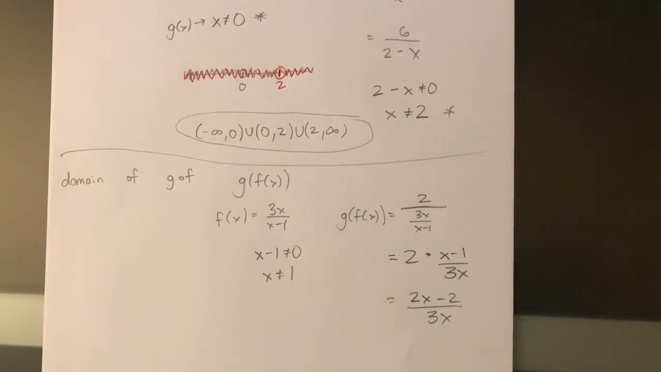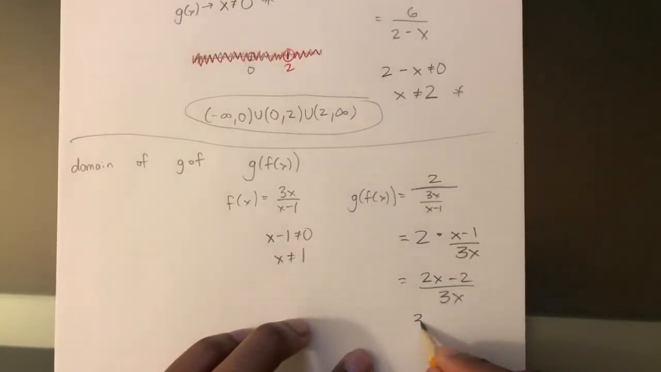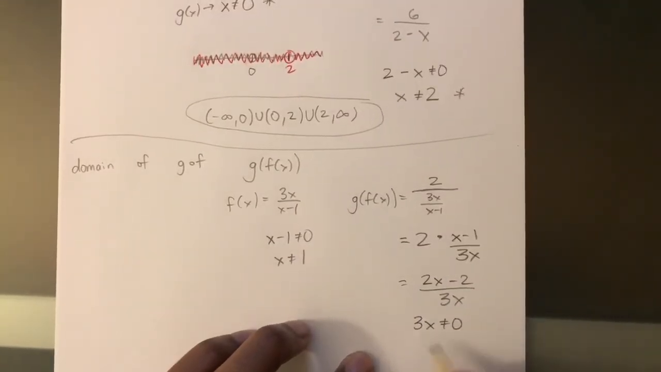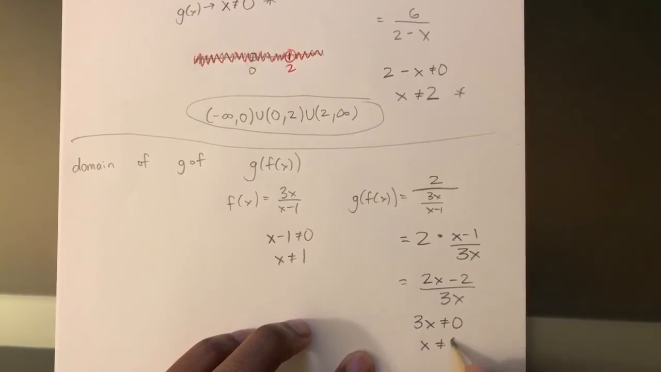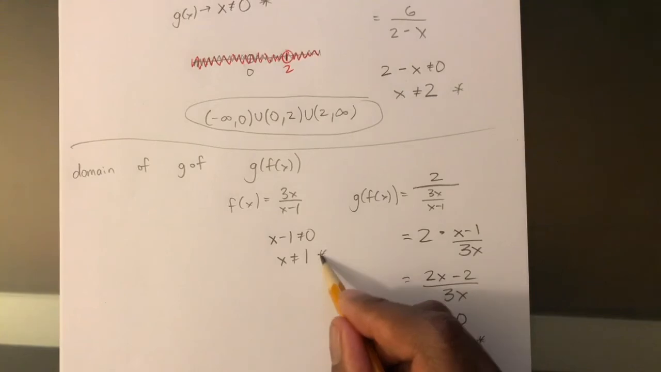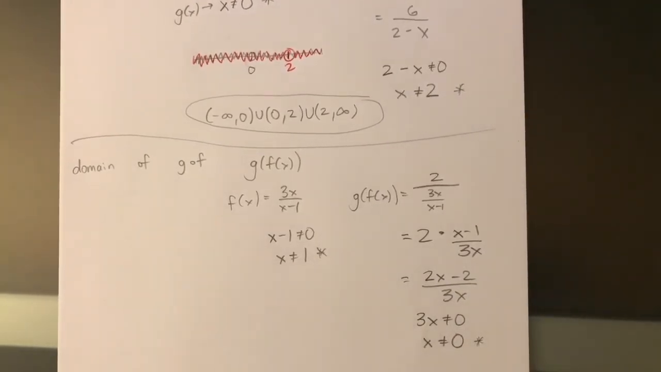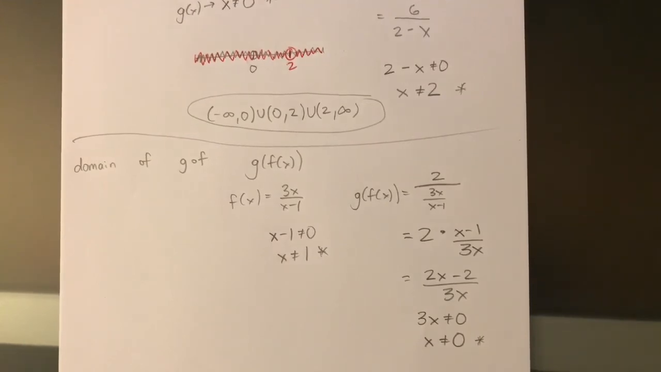We need the domain of this. Another rational function, so I set the bottom not equal to 0, and I'll quickly realize its domain is x does not equal 0. So I now have my two little domains. Got the inner function, got the new function. Let's find the intersection of those, find where they overlap, and that is your final answer.